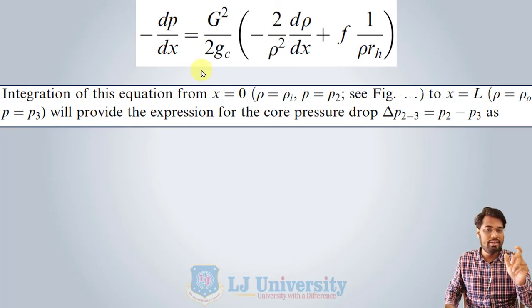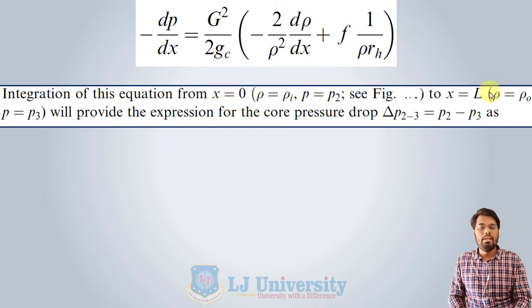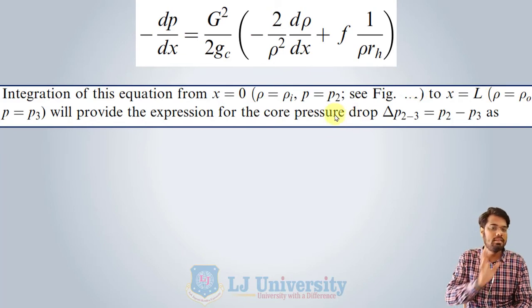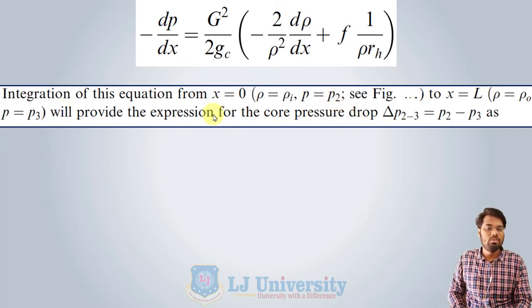So we have to integrate this equation and put in the limits. What is our limit? The limit for the length is x equal to 0 to L, where the total length is L. For the density, the density at the inlet is rho I and at the outlet is rho O. Pressure is going to change from P2 to P3. So we integrate this equation and put in the limits.